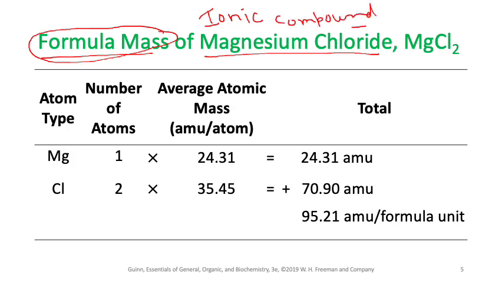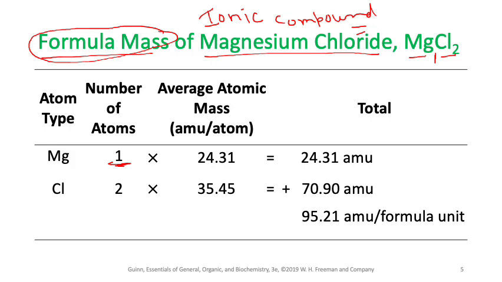And we already learned about what an ionic compound is: when a metal and a non-metal combine together, right? So magnesium chloride is an ionic compound, so we have to calculate the formula mass for this magnesium chloride. So let's do the same thing. How many magnesium atoms do you have in here? You have one magnesium atom. It's not written, but that means one atom.